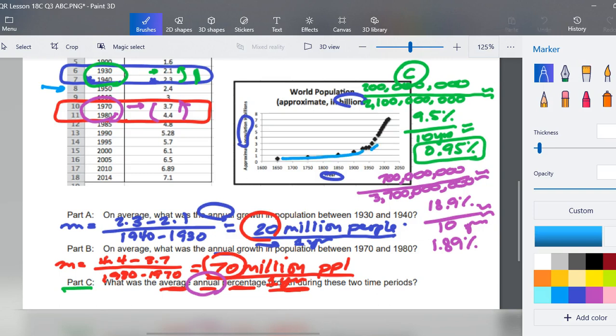And then it's going that way, not fine, fine, fine, fine. It starts spiking up. So what happened during that time that you think may have contributed to such a drastic change? And if you think about the historic events, you would note that World War II occurred in the 1940s.